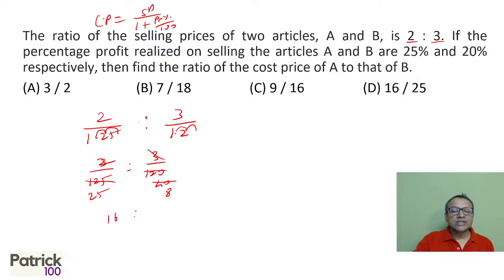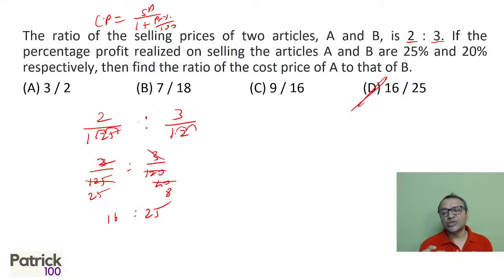So look at 16:25, which is D option. That's the answer. 16:25, D will be the answer. So just write the values, 2 upon 1.25, 3 upon 1.2, and find the ratio. You get the answer just by knowing the form. Don't try to calculate 2x, 3x, form equations and try to get the answer. Just put 2 and 3.